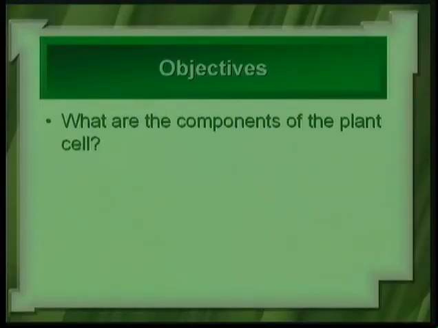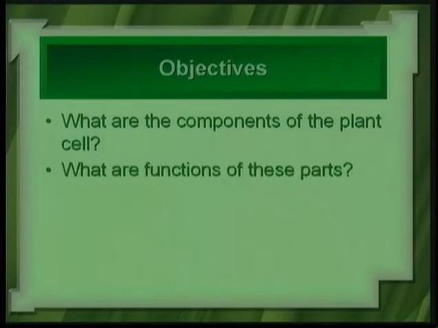So for one thing, the first objective we're going to try to answer and continue answering is what the components of the plant cell are. Yes, you remember we talked a little bit before about the cell wall, the cell membrane, a little bit about the cytosol, not that much, but also about a couple of organelles. So what are the other components of the plant cell? What are the functions of these parts?